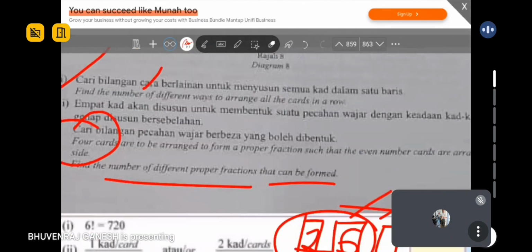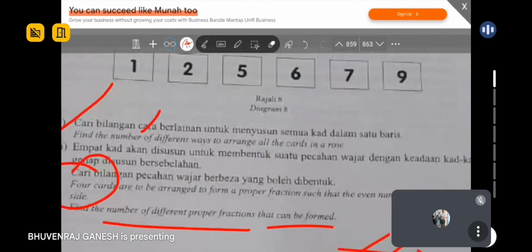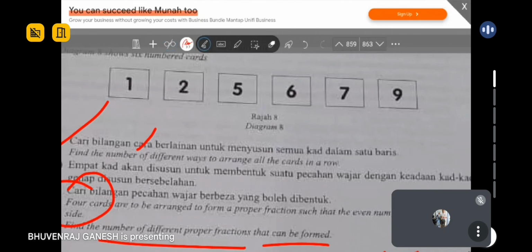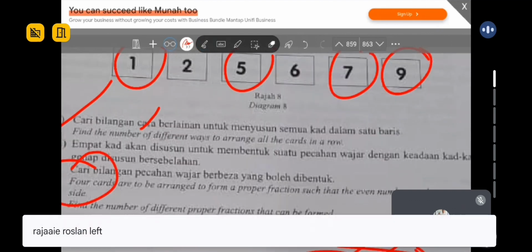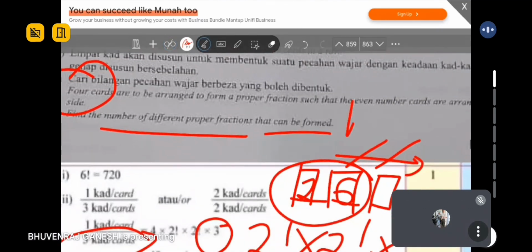Okay, so you have 2, 6, and then if you want to make it proper, basically you got 1, 5, 7, 9. Okay, so you got 4 cards remaining. So the top card is 4P1. Am I right? 4P1 kan, guys? You got 4 cards, choose 1 place.